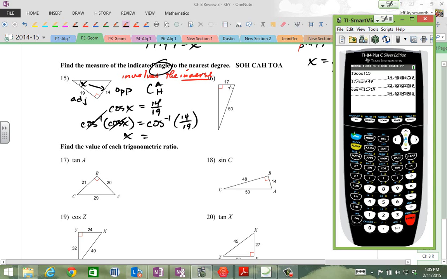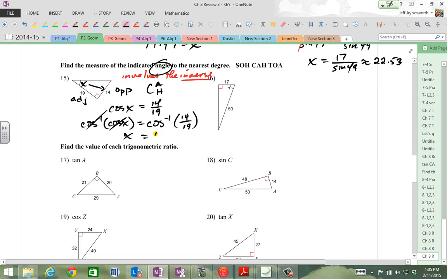I didn't do that correctly. Inverse cosine of 14 divided by 19. You got to press the right buttons, right? Okay, which is 42.54 degrees.